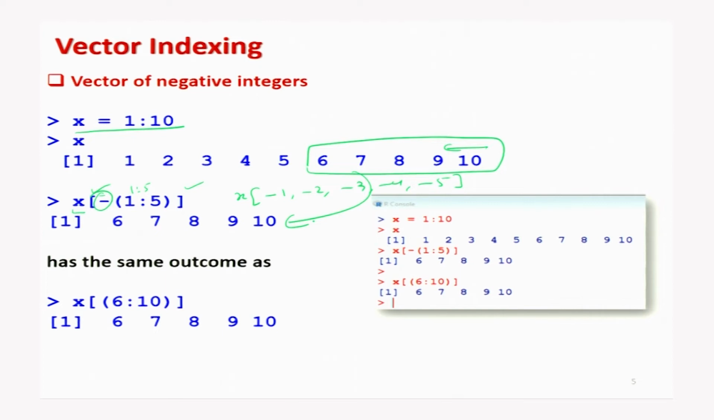So this is the same outcome that you get by writing x inside the square bracket from 6 to 10, that is 6 colon 10. So this will give you the outcome 6, 7, 8, 9, 10, right. So you can see that the same outcome can be obtained by two different options, but surely you have to keep in mind the mathematics behind it, how it is working, right.